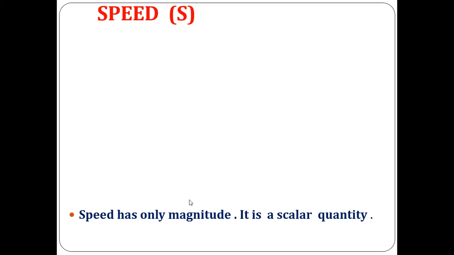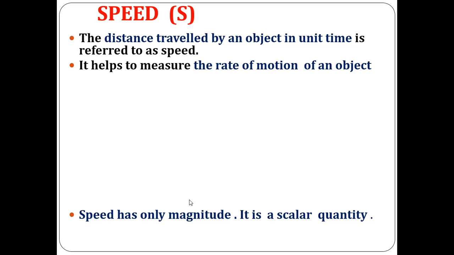Now speed. Speed is the distance travelled by an object in unit time. What is meant by speed? It is the distance travelled by an object in unit time. Unit time means a particular time, okay, so 20 seconds or 30 minutes or an hour. So the distance travelled by an object in a particular time is referred to as the speed of the object.